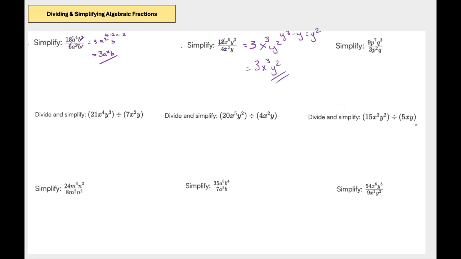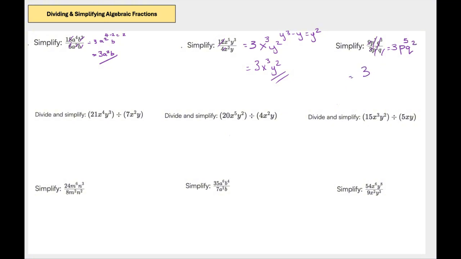So you're getting the gist. Let's deal with the numbers. We've got 3 and 9. 9 divided by 3 is 3. I've now got p to the power of 7 and p squared, so I'm going to take away our powers. 7 minus 2 gives us p to the power of 5. And we have q cubed and 1q, so that will leave us with q to the power of 2.